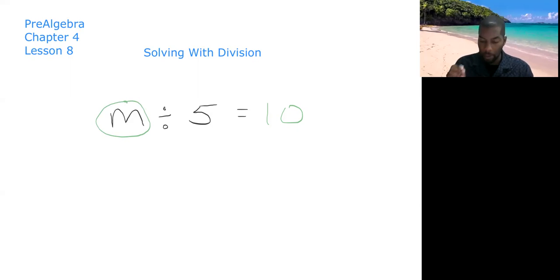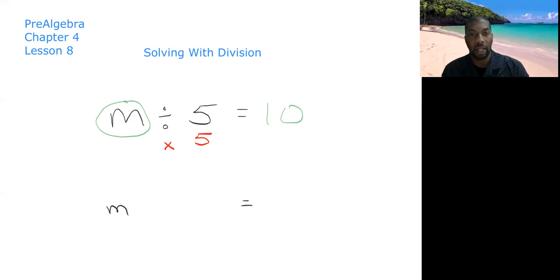Well, I tried to get m by itself on one side of the equal sign. And so how did I do that? Well, I simply tried to get rid of the divided by 5. And so I used the inverse of division, which was multiplication. Instead of dividing by 5, I multiplied by 5. What I do to one side, I must also do to the other side to keep balance.